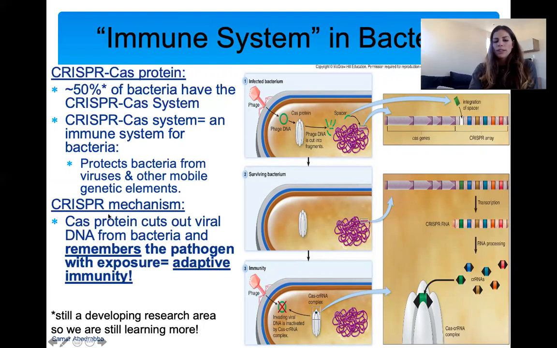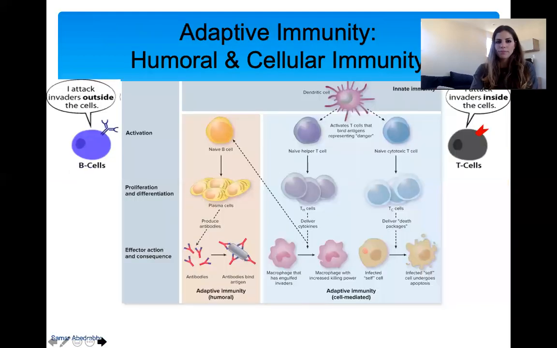And so remember that with CRISPR, you have one protein that cuts out the viral DNA, and one that guides it to it. But the reason why this is a form of adaptive immunity in bacteria is because bacteria will remember the virus with another exposure, so it's a form of adaptive immunity.